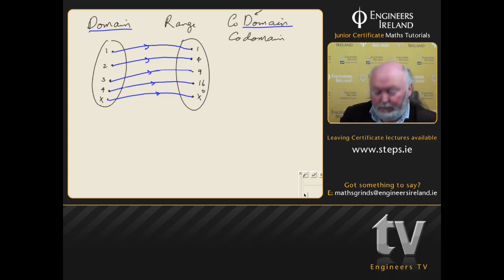Now, when we look at these numbers, it's very clear what the function is. Y is equal to x squared. That can be written in a number of different ways.